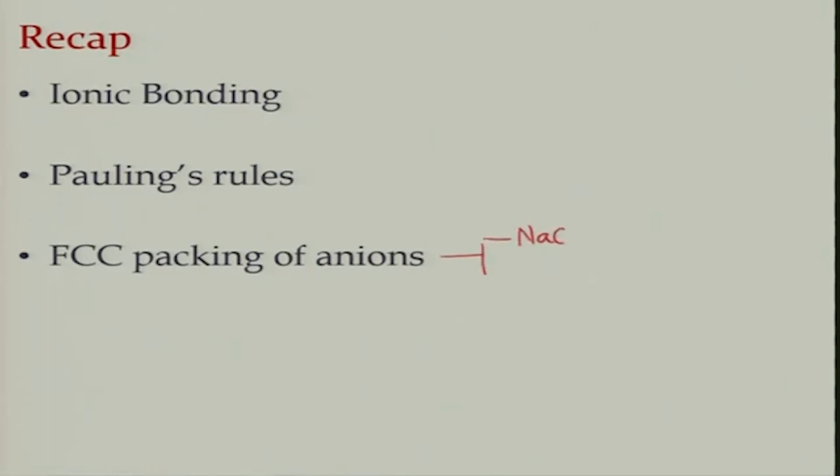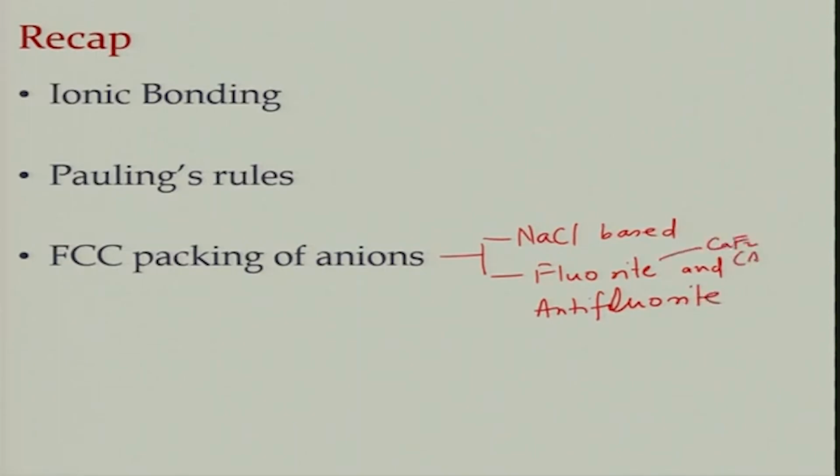And then we looked at structures. We began to look at structures based on FCC packing of anions. So we looked at sodium chloride, which is rock salt based structures, and then we looked at fluorite and antifluorite structure. So fluorite is basically CaF2 kind of structure. So basically you can say AX2, and this would be A2X kind of structures. A is the cation and X is the anion here.